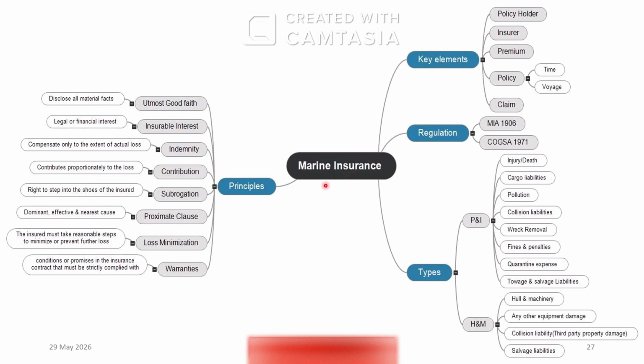For you, I have created a mind map here. At the top, I have given the key elements of marine insurance. Then I have given the regulations which are related to marine insurance. At the bottom, I have given the types of marine insurance, which is divided into P&I insurance and hull and machinery insurance. And at the left side, I have given you the 8 principles of marine insurance. I think that mind map will help you to understand the insurance better.